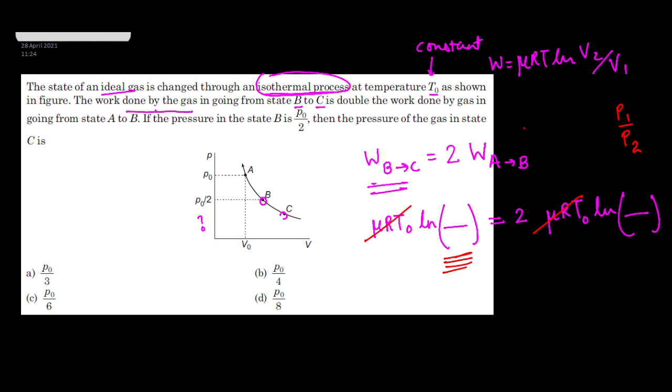Okay, so B to C, right? So we should write PB upon PC. Is this clear? This bracket clear?